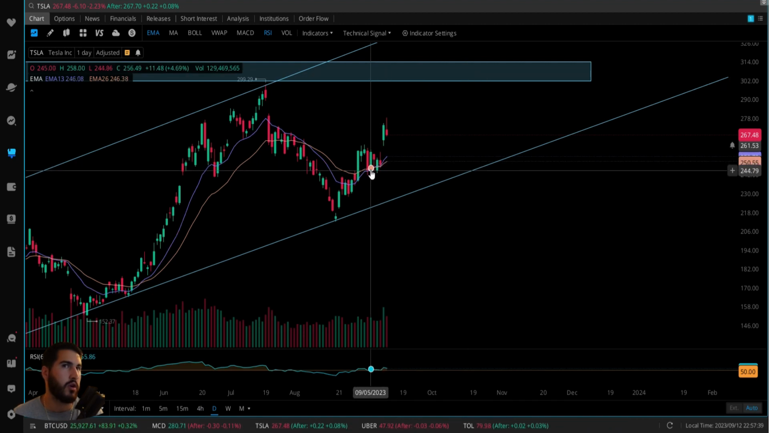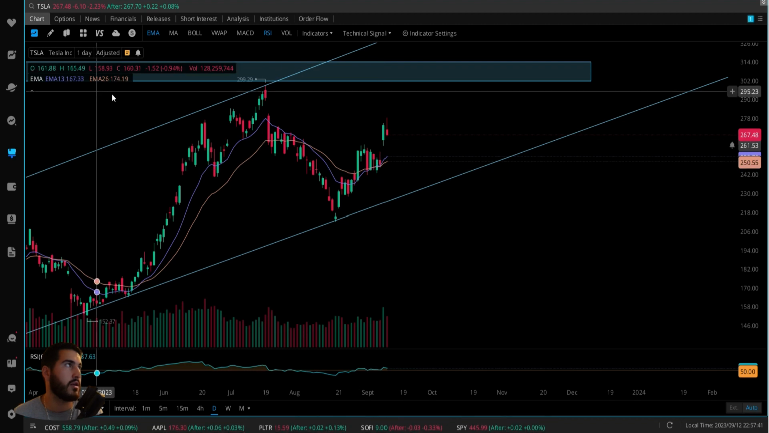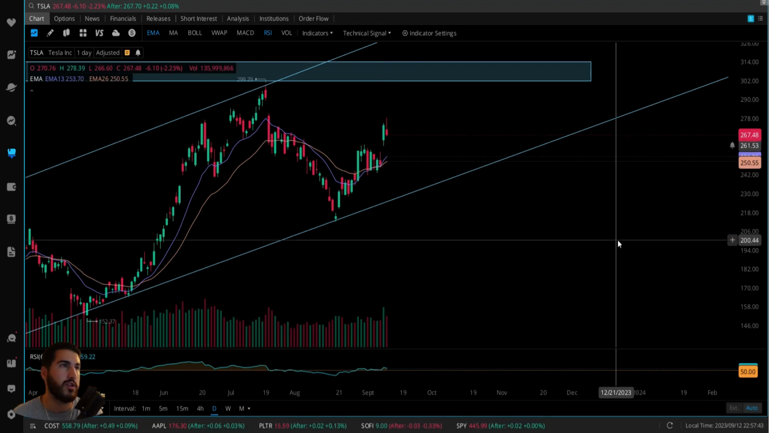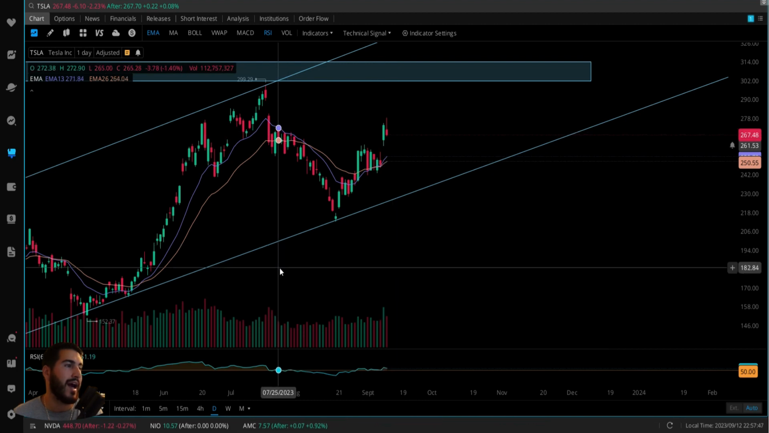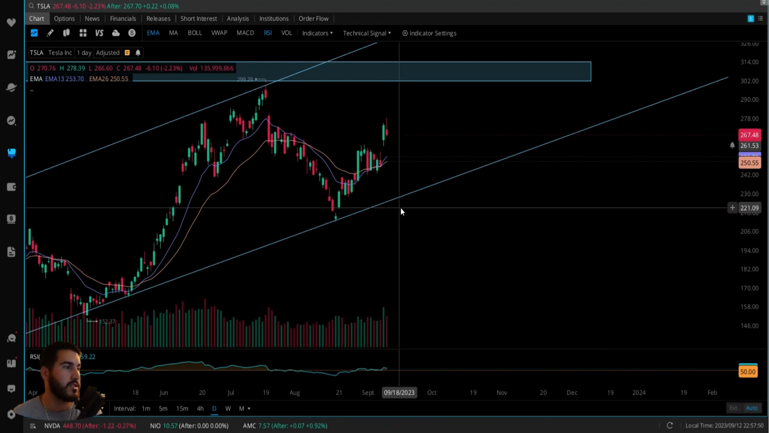Even though when we called it out, we were at $245, and now we're currently trading at $270-ish, and we had this nice move to the upside, I think the upside momentum can continue in this stock.